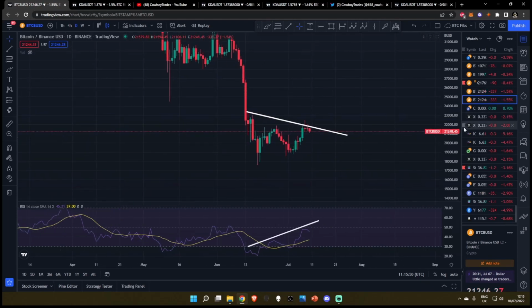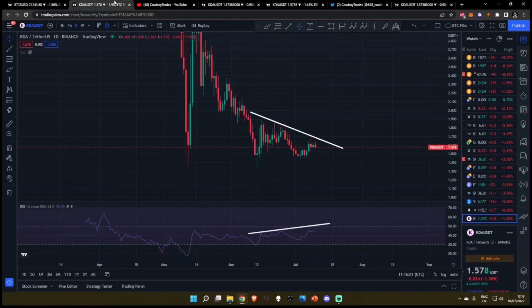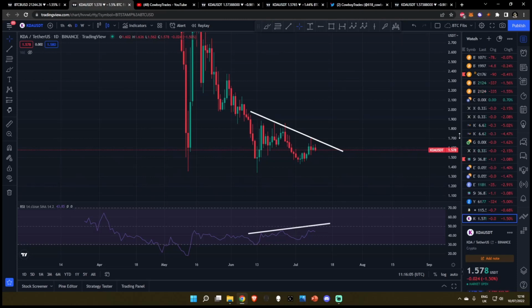We were talking about this playing out over on Bitcoin. You can see there is a very strong level of hidden bearish divergence playing out on the daily time frame. We're already starting to solidify this breakdown as we are coming down. Now, what's interesting is you can actually see that this is now playing out over on Kadena.